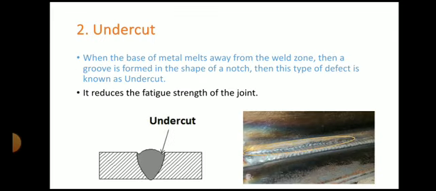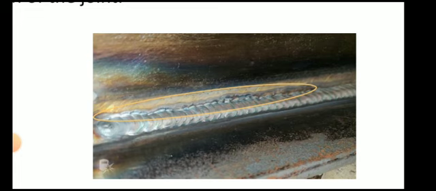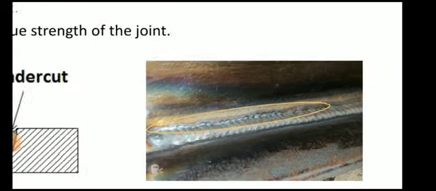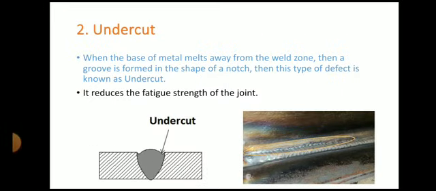It reduces the fatigue strength of the joint. So here also you can see this is your undercut. Okay, so this is your weld metal and these are the two plates. They are joined together and here the weld metal does not reach. So this is an example of undercut.